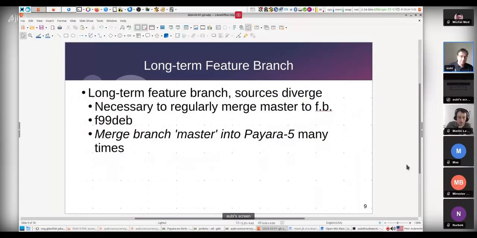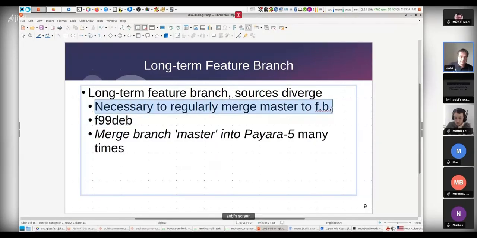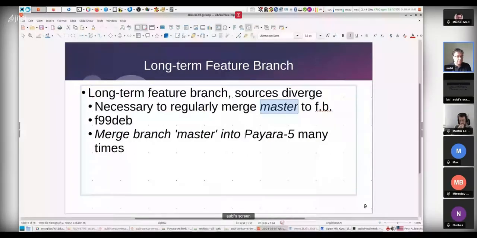So that's short-term branches. You asked for the long-term branches. This is a problem because the sources diverge, and you have a problem keeping them synchronized. So what we do very often is that we regularly merge the master branch to the feature branch. It happened to us when we started a new version of Jira, like we are supporting, say, Jira 5, and we started 6. So every fix we did in Jira 5, we have to do the same also in 6.